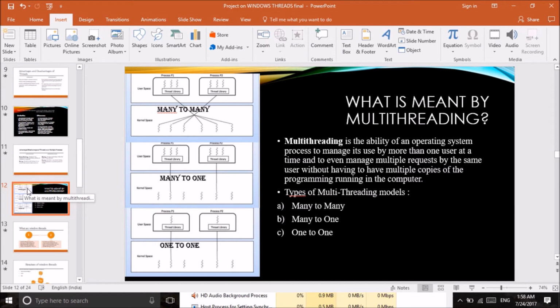In one to one, this process is more concurrent than many to one. It supports multiple threads to execute in parallel on microprocessors. In one to one, one thread is connected to one user thread.